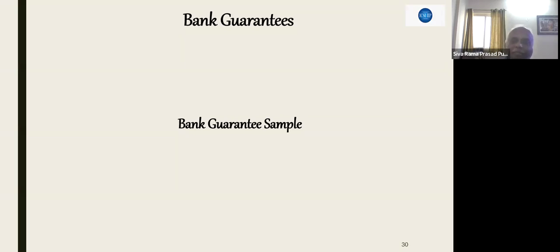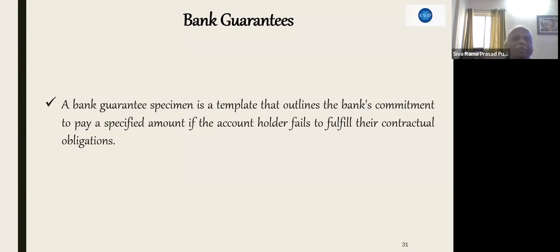So, the bank guarantee sample. The bank guarantee specimen is a template that outlines the bank's commitment to pay the specified amount if the account holder fails to fulfill the contractual obligation. Here, it is not a common one. It differs from bank to bank. It differs from company to company.